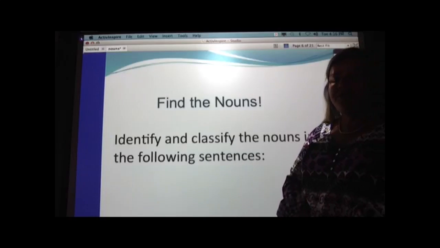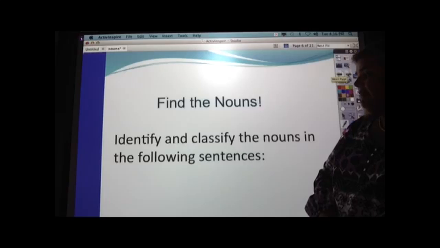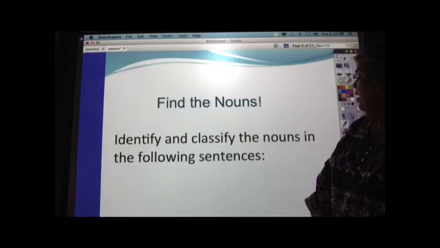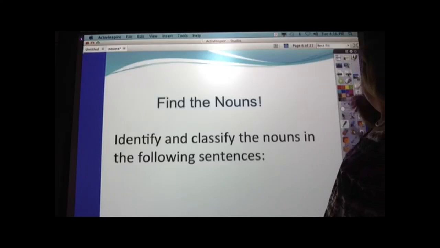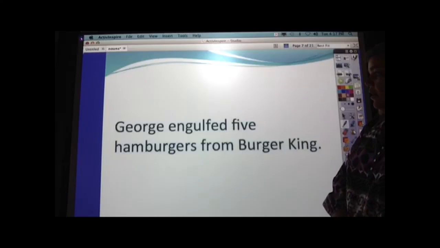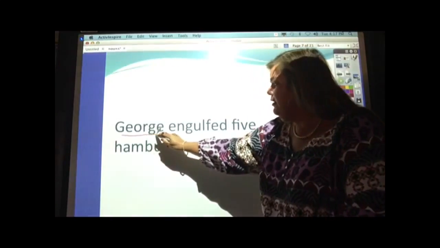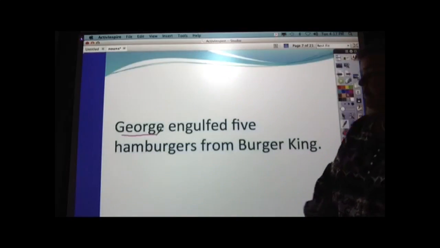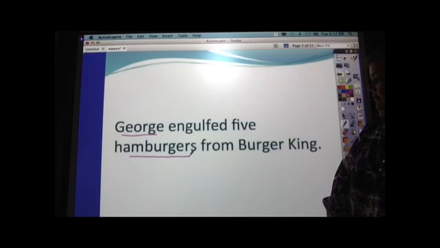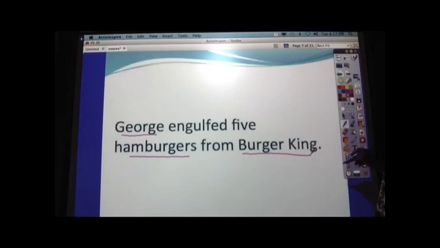All right, let's do a quick little bit of practice. I'm going to ask you to identify and classify, meaning tell me if it's a common or proper noun, in the following sentence here. Take a look at this sentence. George engulfed 5 hamburgers from Burger King. Can you find some nouns in this sentence? Well, I hope that you identified George as a person. I hope you identified hamburgers as a thing. And that you identified Burger King as a place.